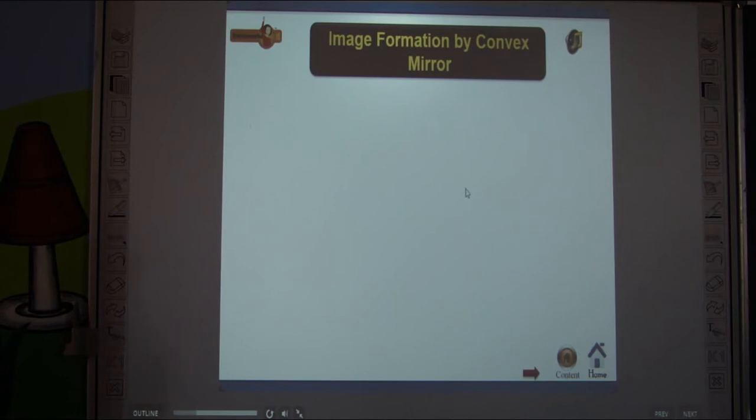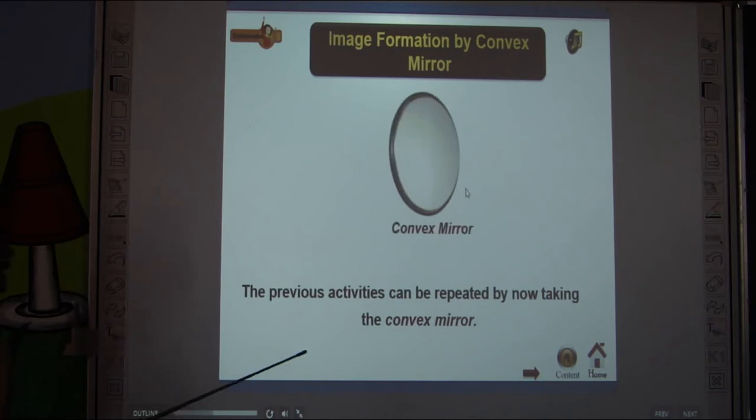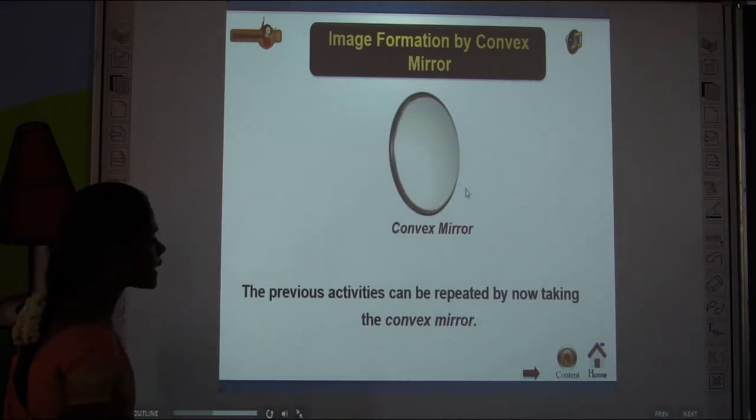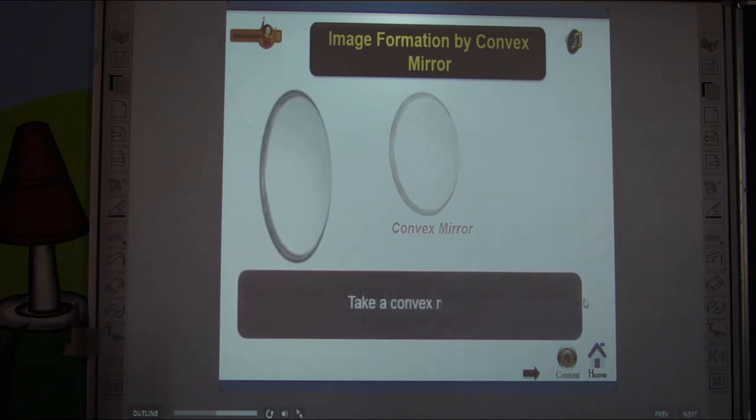What is called convex mirror? It is a spherical mirror in which its reflecting surface bulges outwards. It is known as convex mirror. The previous activities can be repeated by now taking the convex mirror. Take a convex mirror. We will do one activity related to convex mirror.